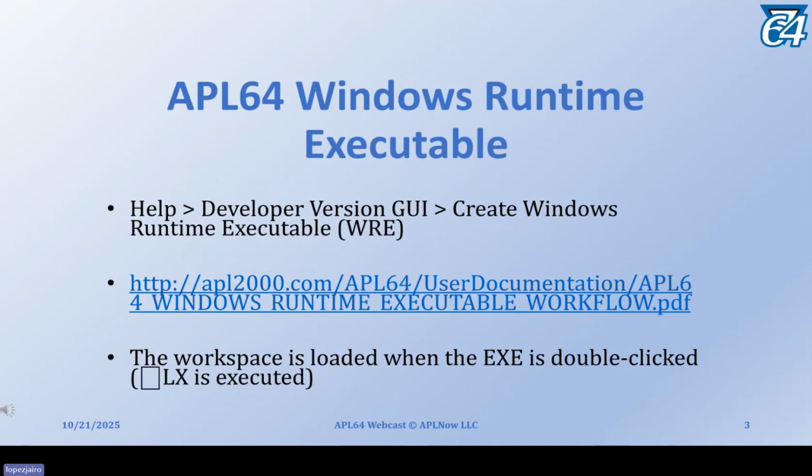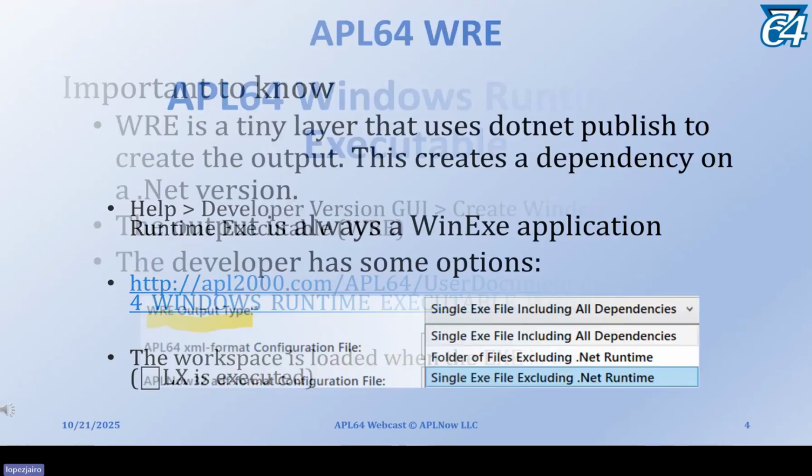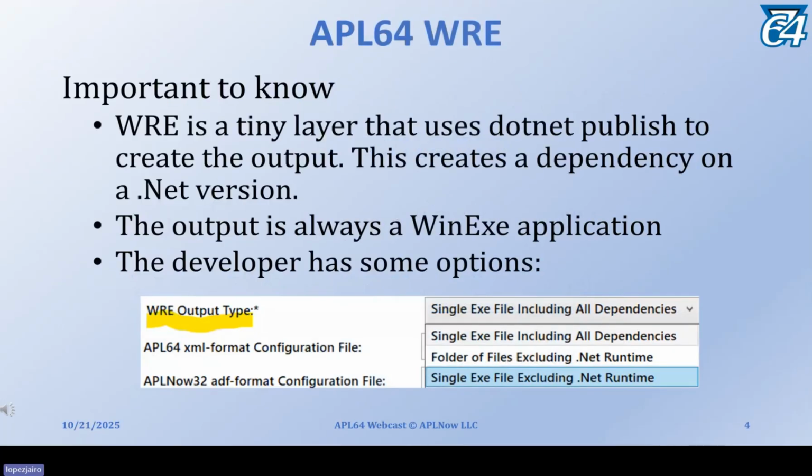The main thing of the Windows Runtime Executable is the workspace is expected to have quad LX, the latent expression, assigned, because that is the thing that is going to get called, and that is the thing that is going to allow your applications to stay around in the user desktop. If you don't have the quad LX or a wait loop of any kind, then the only thing that is going to happen is your application will exit.